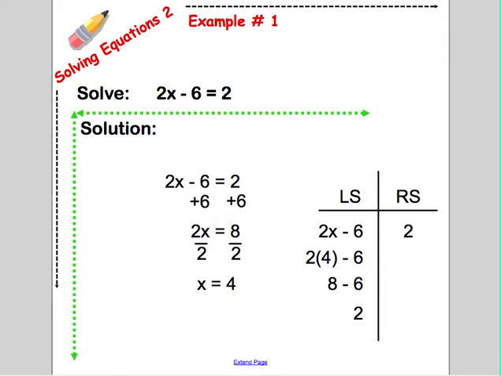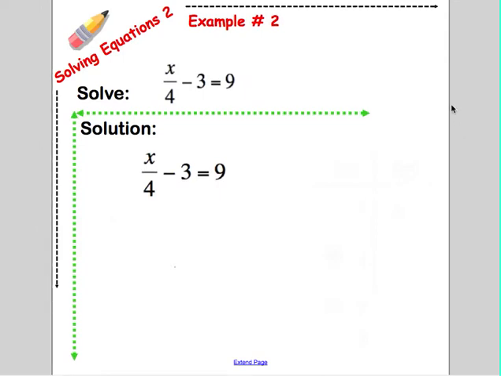I think we're ready for example 2. Example 2 looks a little bit uglier. Nobody likes fractions and nobody likes subtraction and division. It seems strange. So here we have x divided by 4 minus 3 is equal to 9. To solve this, we'll use the same steps. First, we'll eliminate the separate value by adding 3 to both sides. When we do that, we'll be left with just the x divided by 4 on the left and 9 plus 3, or 12, on the right.